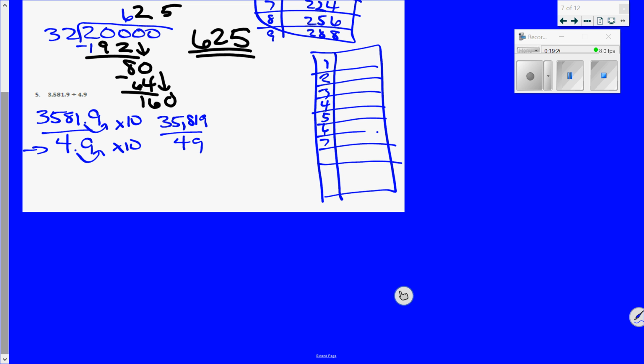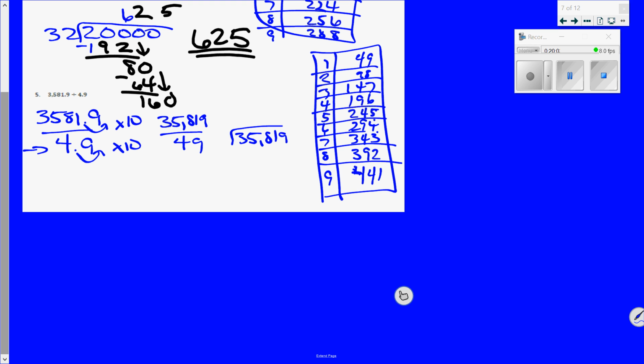49, 98, 147, 196, 245, 294, 343, 392, 441. So again, if you find patterns, that's really easy, right? I was going 49, 49, 49, just going down by 1 and 1. Super simple.